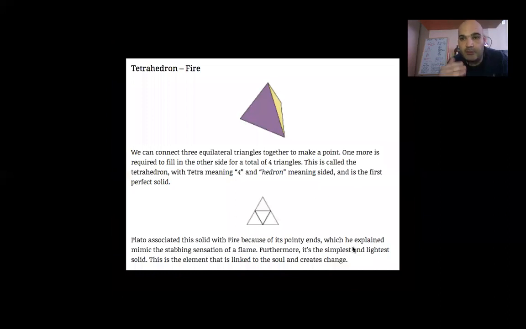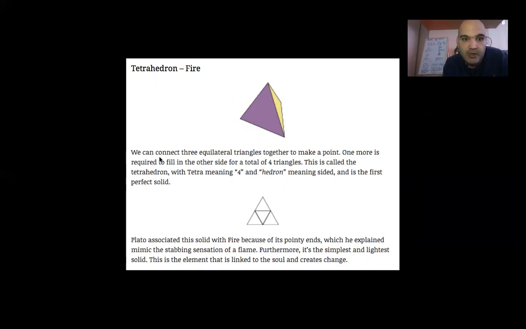Moving on, what I'm going to do now is go a bit more into each Platonic solid and explain in a bit more depth why they correlate to the particular elements in astrology. And we're also going to give you the spiritual meaning of each one. So the first element is fire, which relates to the Platonic solid of the tetrahedron.